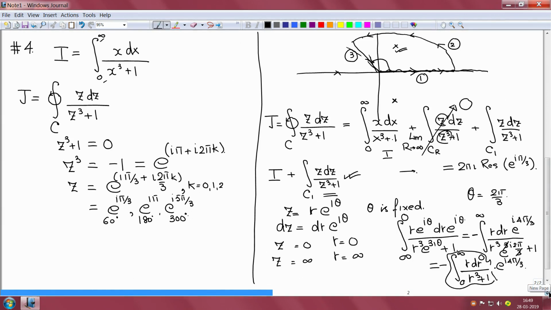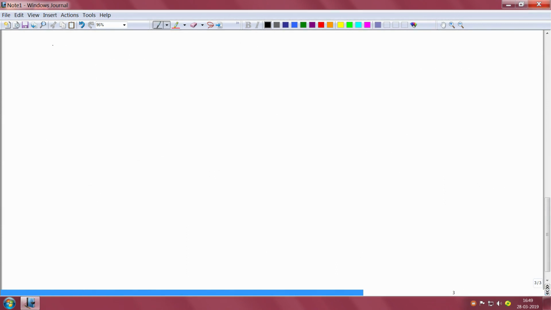So let us see what happens. This ends up looking like minus I e to the power of i 4 pi by 3. But I have I in front. So the total is I times 1 minus e to the power of i 4 pi by 3. That is the left hand side. Now we need to compute the residue. The right hand side is 2 pi i times the residue at e to the power of i pi by 3. We will do that in the next class. Time is running out, so we will start with this next time. Thank you.